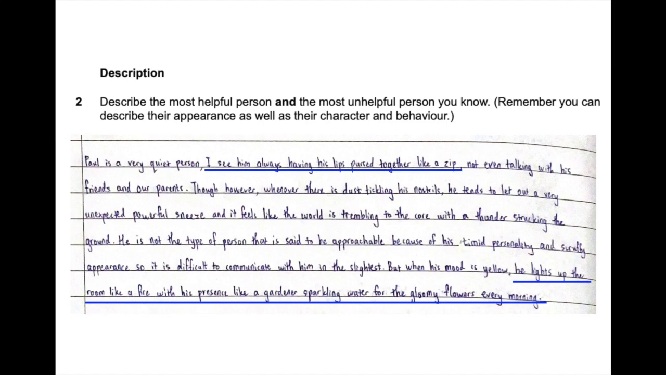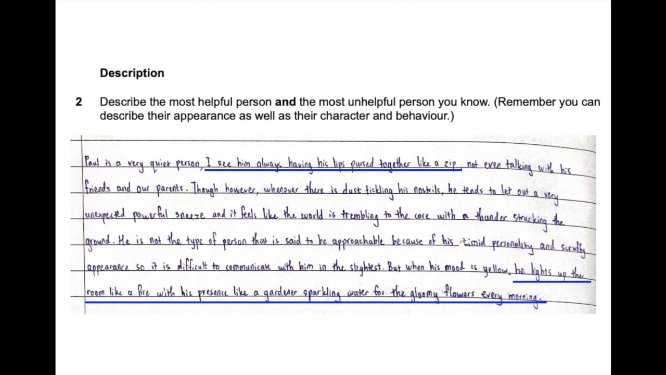Remember that a simile is figurative language which uses as or like to compare 2 things. The second sentence that I want to share with you is at the bottom. He lights up the room like a fire. An excellent simile which creates a very rich image. Once again, with his presence like a gardener sparkling, I think that should be sprinkling, water for the gloomy flowers every morning.